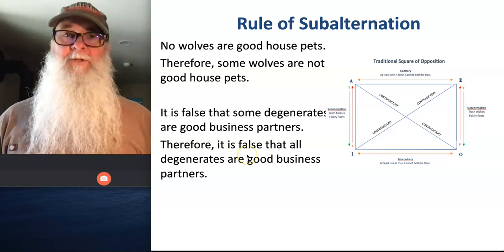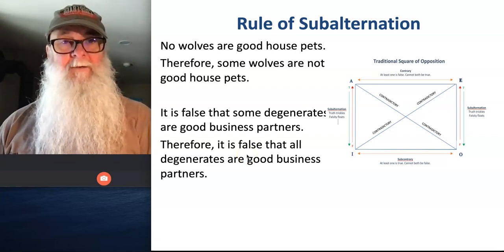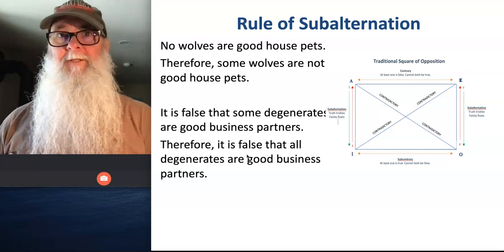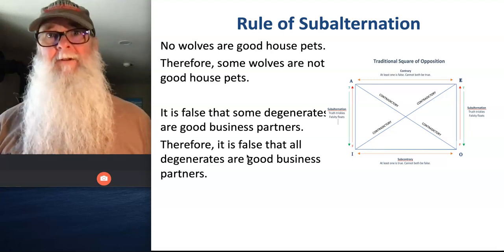Okay, so we can use the rule of subalternation, subcontraries, and contraries, as well as conversion, obversion, and contraposition to evaluate and create arguments. And evaluate them for validity and create valid arguments.